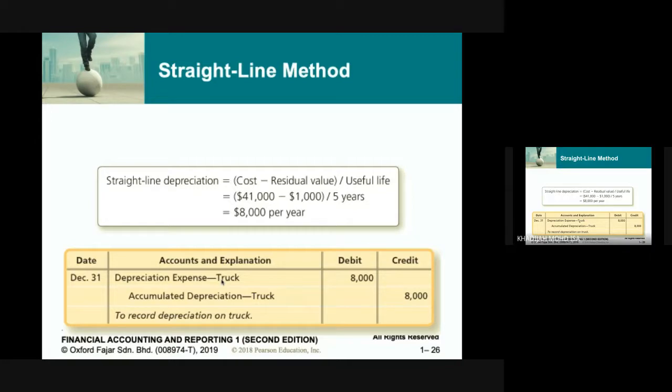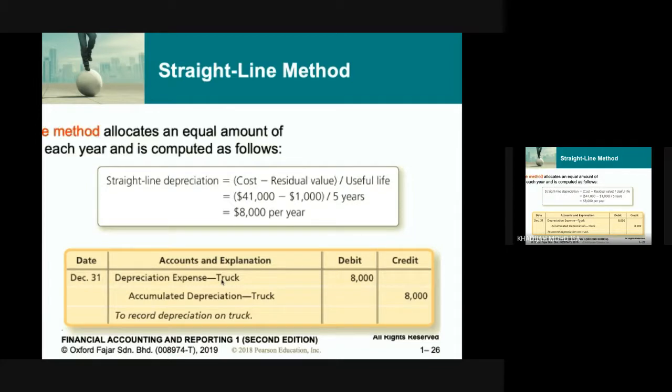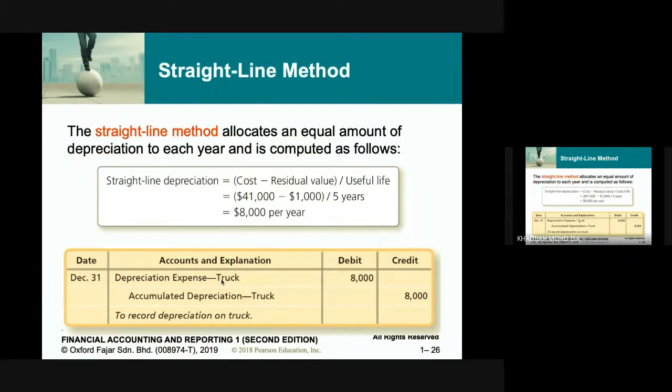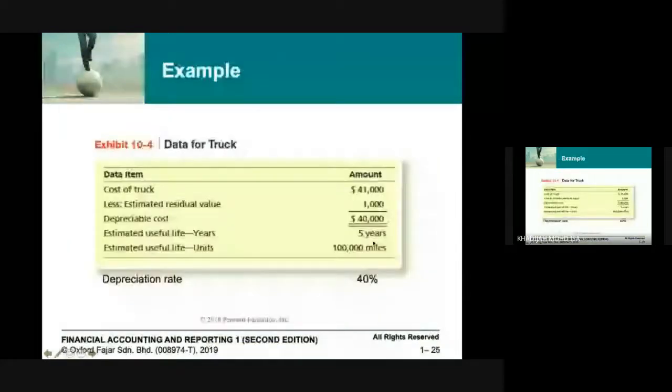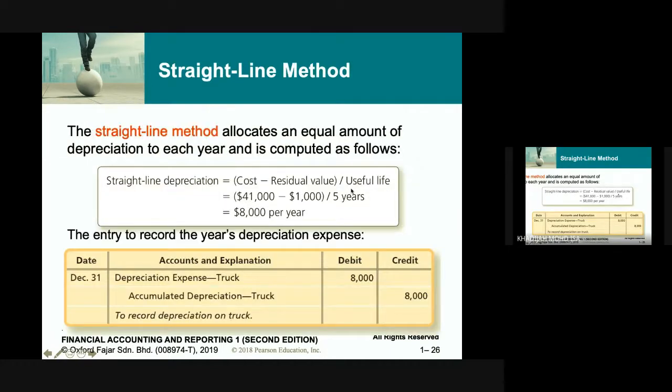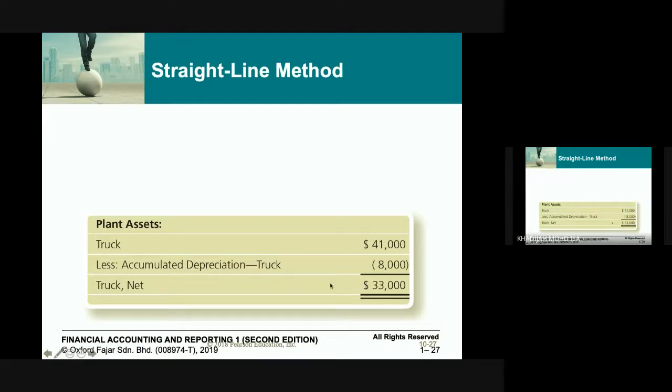If you are doing this on an annual basis, annually you have to record this entry. Don't forget depreciation and accumulated depreciation. So this is the entry to record. All right, when you have the statement of financial position, for the truck you must always record the truck at cost. The cost is 41,000. You do not take the estimated residual value here. You always take the cost of the truck, 41,000, and then you minus your accumulated depreciation, 8,000.